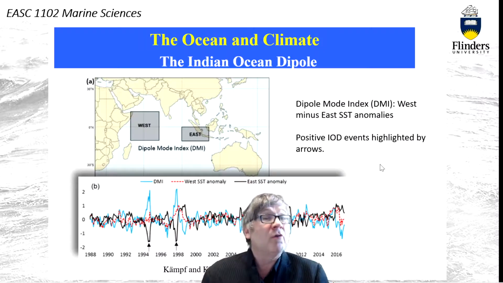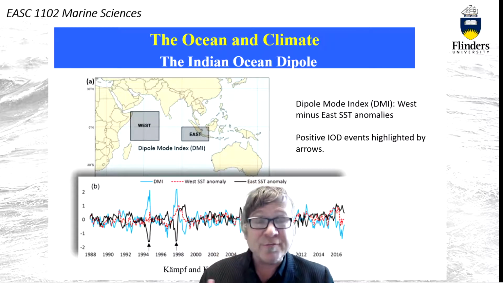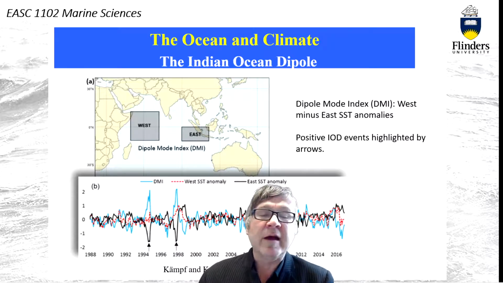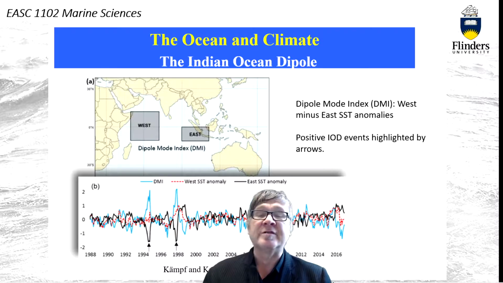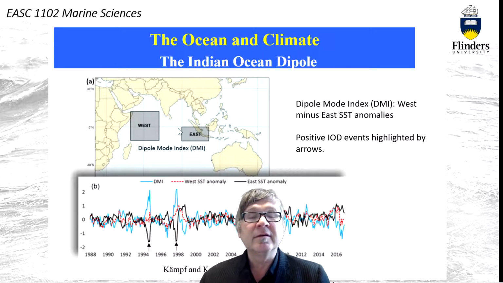So let's have a look at how we can reconstruct events. They are called positive or negative IOD events. This is what's shown here. It's based on sea surface temperature, and it's based on two boxes. One is called the west box, the other one the east box.